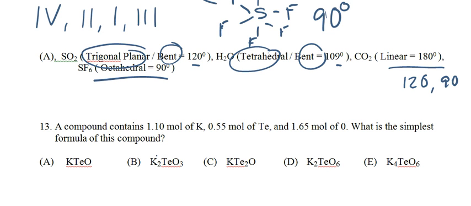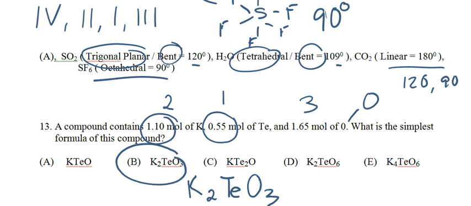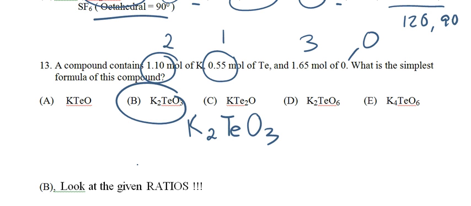All right, number 13. A compound contains 1.1 mole of potassium, 0.55 moles of selenium, 1.65 moles of oxygen. What is the simplest formula for this compound? Well, if we're doing empirical formulas, this is our smallest value, so that's a 1, that's a 2, and that's a 3. So whatever our ratio is, K2SeO3. There it is. B. Okay. Again, not one of our polyatomics, but again, empirical formulas without a calculator.